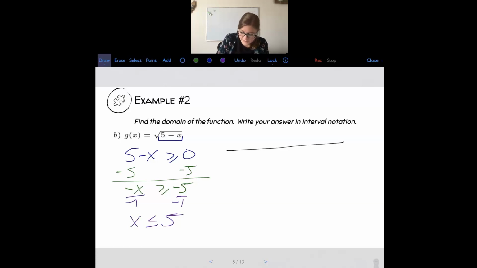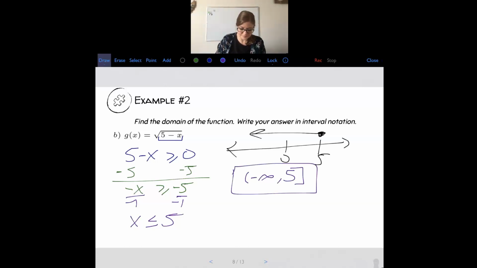You may be able to write interval notation from here, and that's okay, but I'm going to write it on a number line. Okay, so 5, and we can include 5, and any values less than. So when we write this in interval notation, the smallest value is negative infinity, the largest value is 5, and it gets a bracket. So this is our domain.